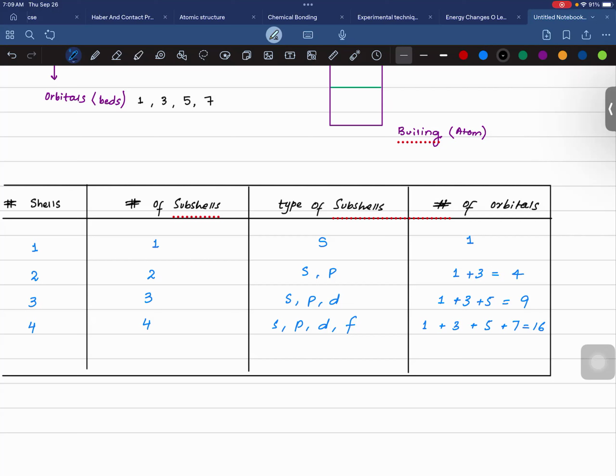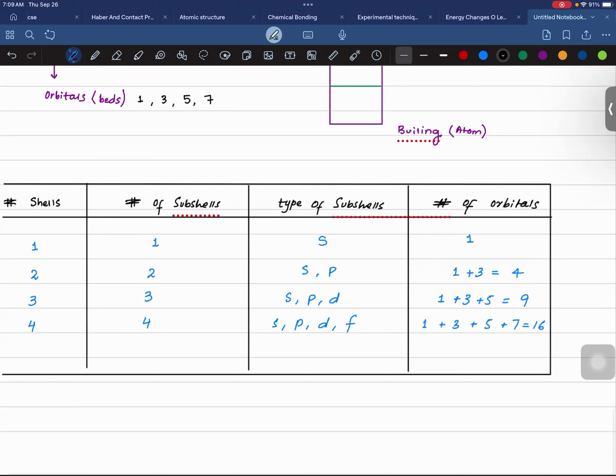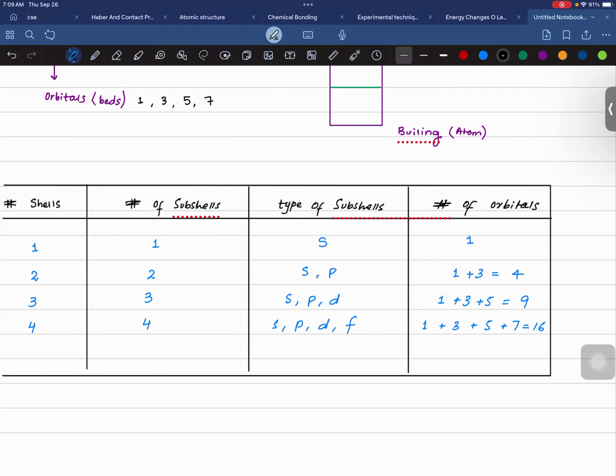So hopefully it made your concept more crystal clear, what the difference is between the shell, subshell and the number of orbitals. So we need to remember the number of orbitals. Sometimes in MCQs they give you more tricky questions, so it would help you in those MCQs.